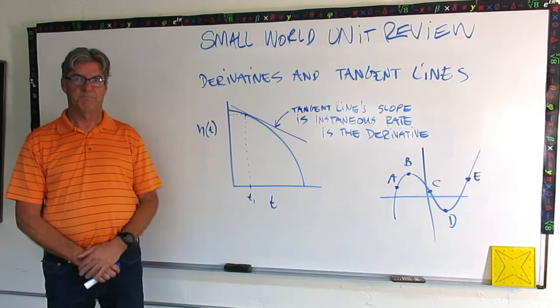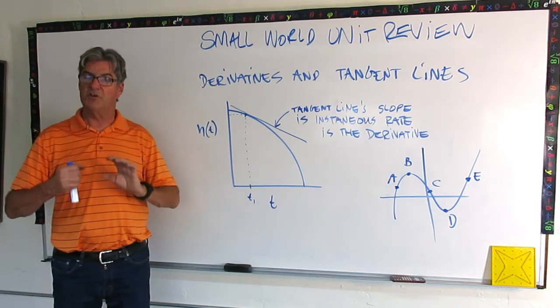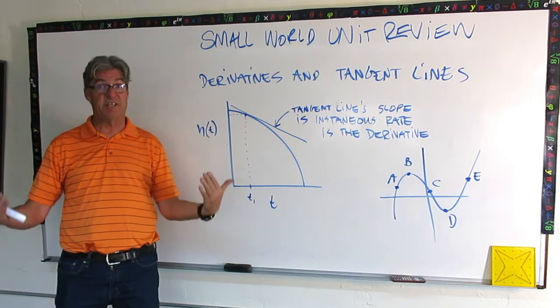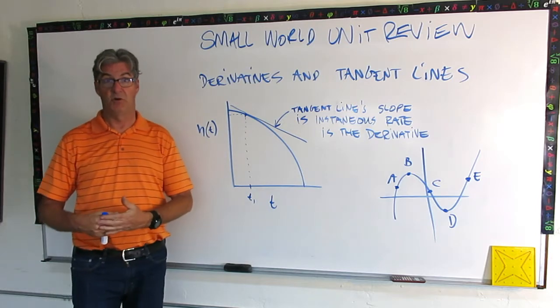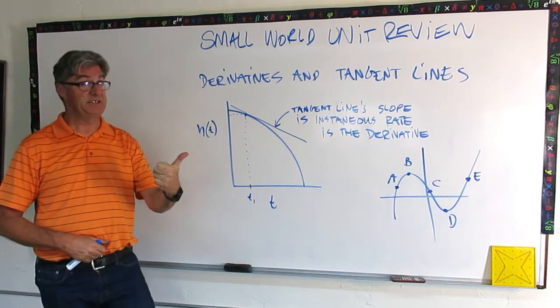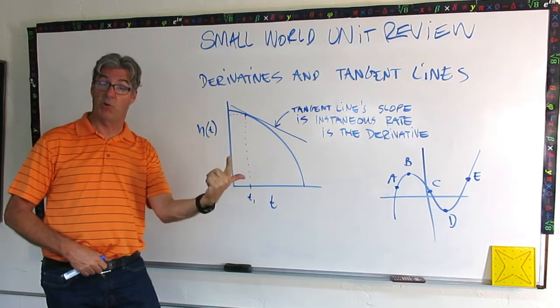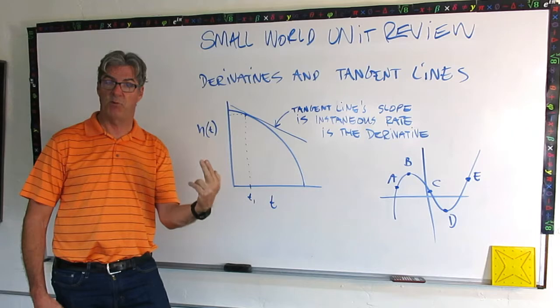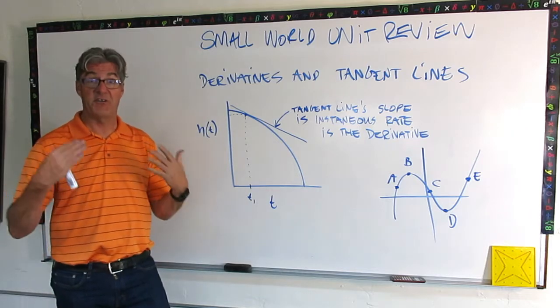Okay, so we also talked about tangent lines. And these three things are actually the same thing. So the instantaneous rate is the same as the derivative at that point, which is also the same as the slope of the tangent line at that point. All these three things are the same.